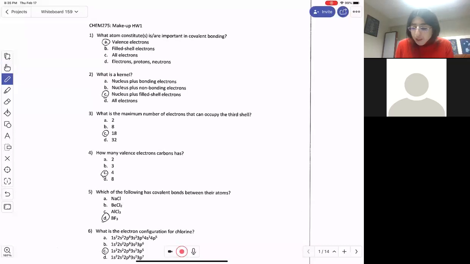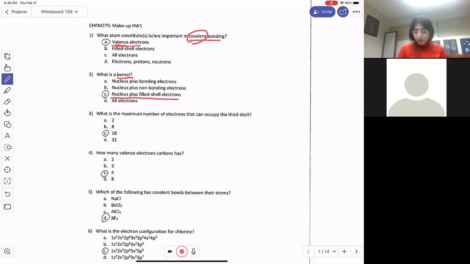So remember that valence electrons are important while we're dealing with bonding, okay? And covalent bonding the same. There are valence electrons that are active and electrons would be shared in covalent bonding, and then in ionic bonding, electrons are being transferred, but we're dealing with valence electrons, right? Kernel, remember, is the nucleus plus filled shell electrons, not valence electrons.